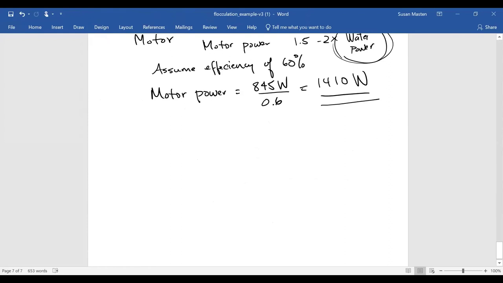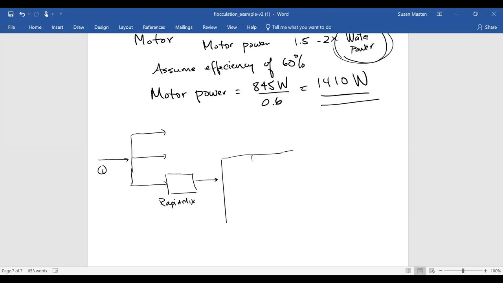Okay, so here is our flow coming in. We'd probably have three treatment trains essentially. So we'd have a rapid mix basin, and then we go in here, and here's our flocculation basin. We divide it into three compartments. Each compartment is separated by a baffled wall. Your textbook has some nice pictures of baffled walls to give you a sense of what they look like. It's a wall with perforations in it that allows flow through it.